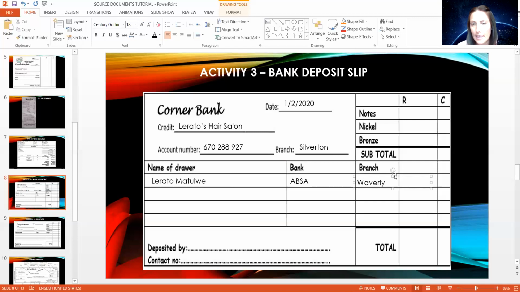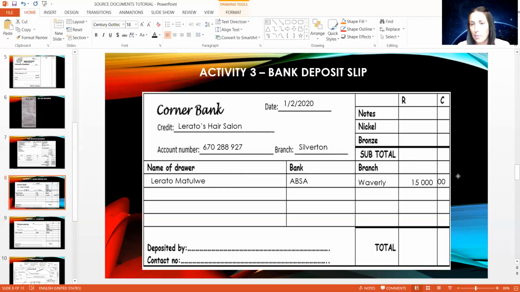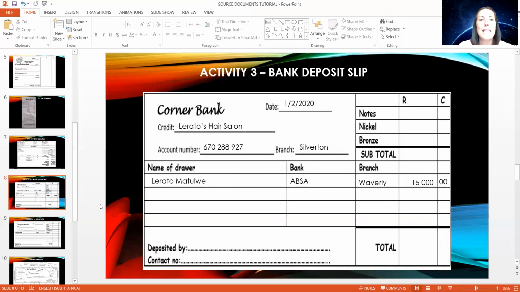Waverley. Great. Good. And what was the amount that you gave as your capital contribution? That was 15,000 Rand. So you record this in the Rand column. If you want to, you can also just put the zeros there so that there's less chance for any fraud to take place.